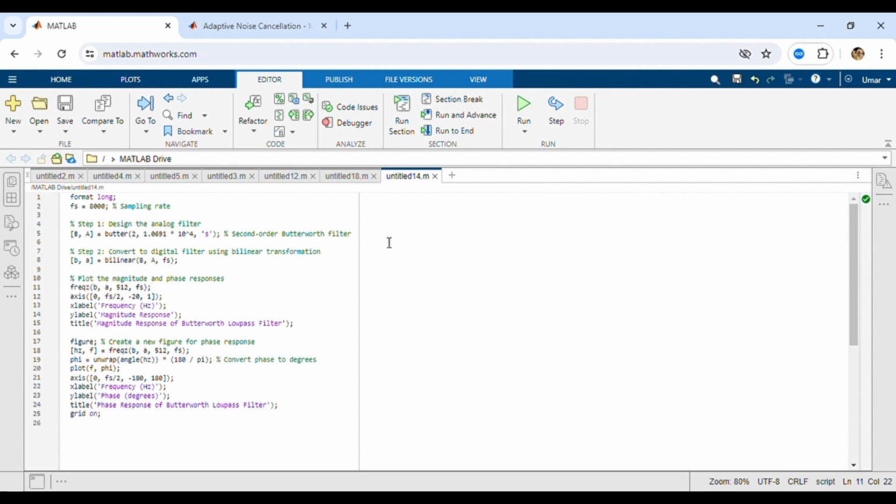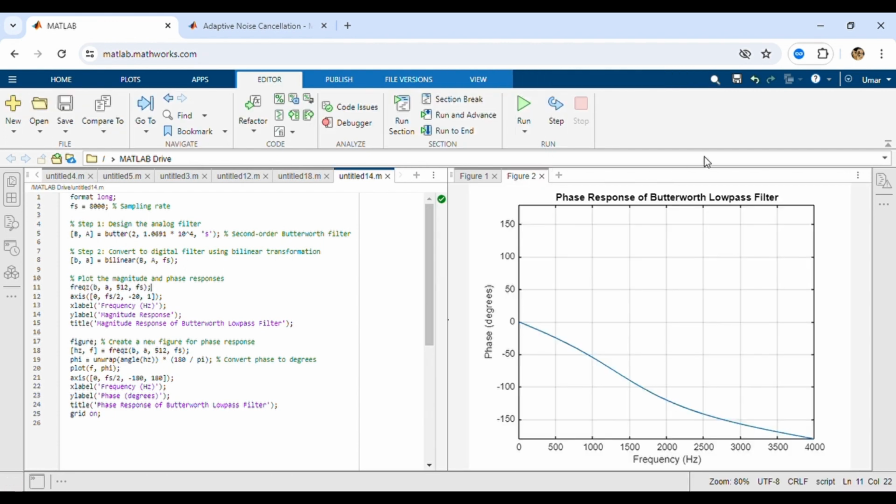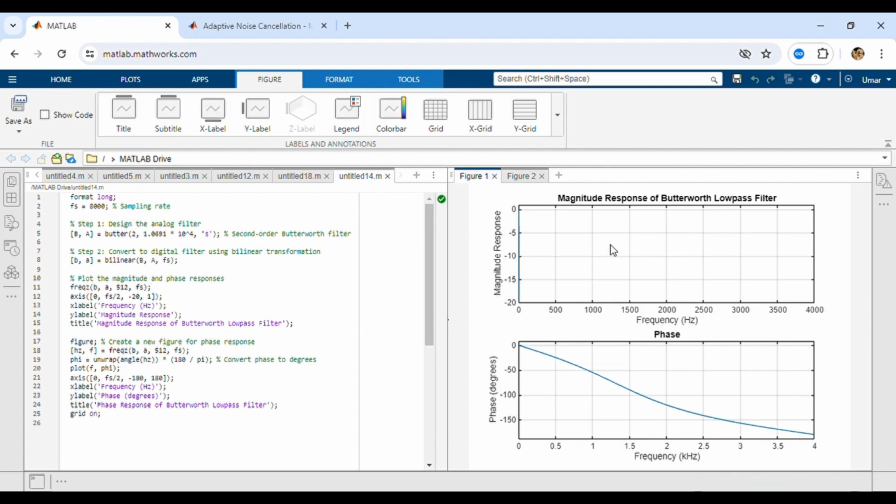In this task we are again designing a second order Butterworth filter. We are given the sampling frequency of 8000 Hz, then we are plotting the magnitude and phase response, and then we are creating a new figure for phase response. So when we run this code, this is the phase response of the Butterworth filter. This is the magnitude response of the Butterworth low pass filter.